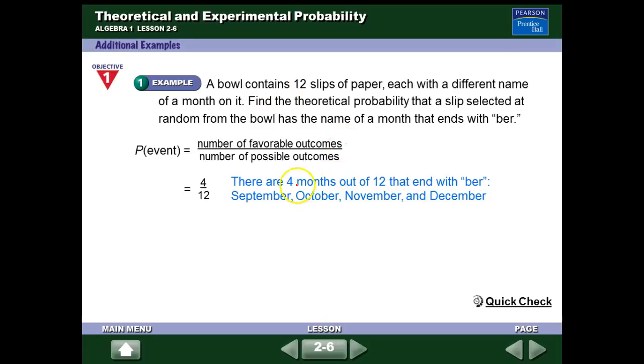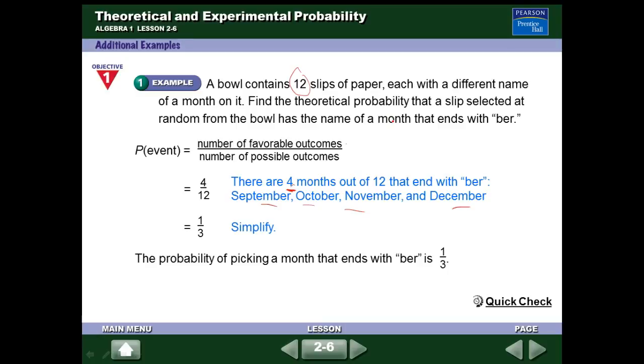So what's the chance of it happening? There's 4 months, all over, how many possible? Well, there are 12 months in a year to start with, that's how many pieces of paper there were. 4 divided by 12 is 1/3 simplified. The probability of picking a month that ends with a BER is 1/3.